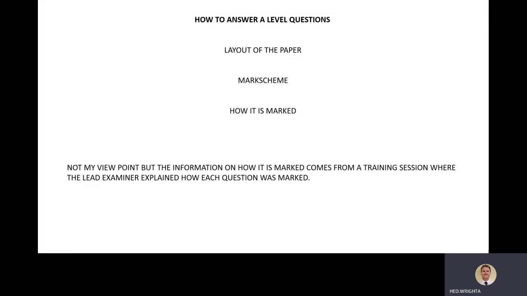Now, this is not my viewpoint. I want to make it really clear. Earlier this year, I went on an online training course, and it was the chief examiner who was training us on how to mark these A-level papers. So the information I'm giving you is the information that the chief examiner gave me, and I'm going to be going through some exemplar answers which students have written. These are real responses in a live exam, and we'll be going through the marks that these students got.